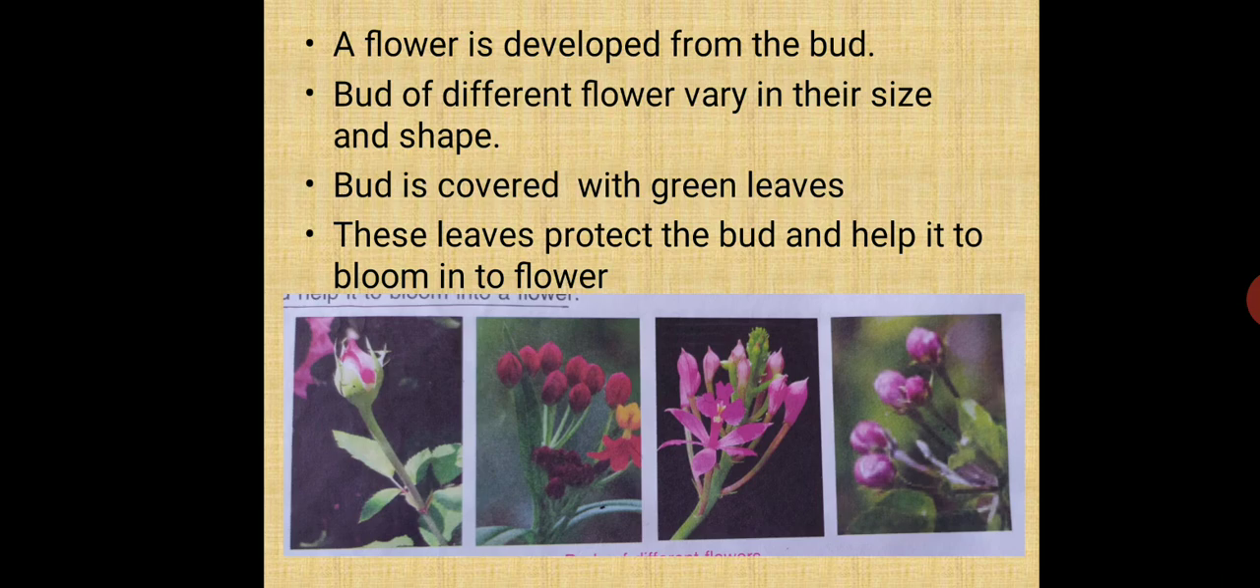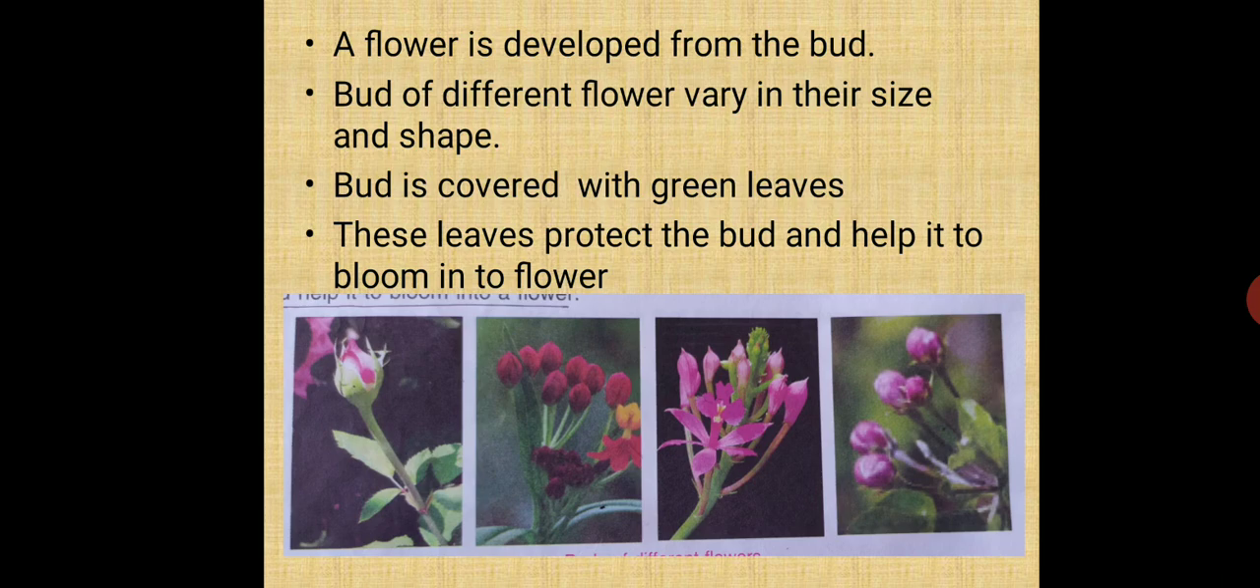But how is this flower developed? From the branches, from the branch side buds arise, and from the buds flowers are developed. See, you can see in the picture the different types of flower buds. See, the bud of the rose, buds of different flowers are of different size and shape. It means the buds of different flowers vary in their size and shape.